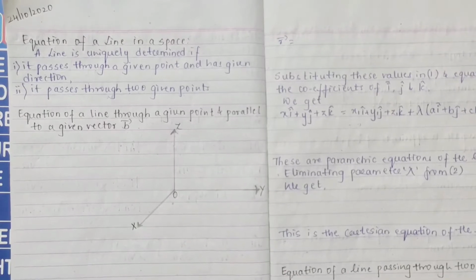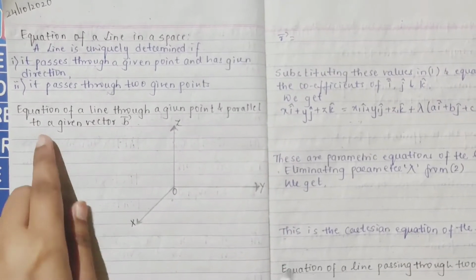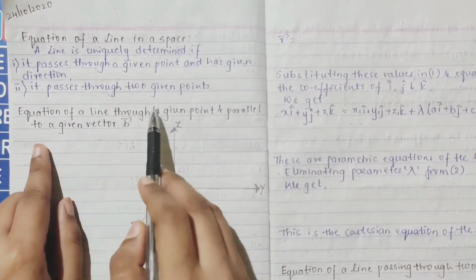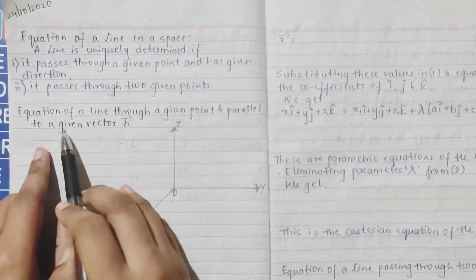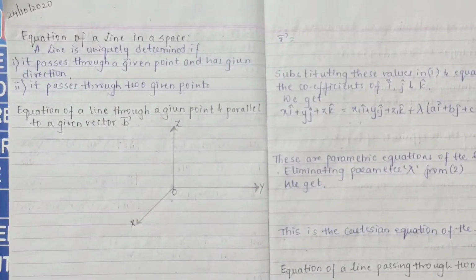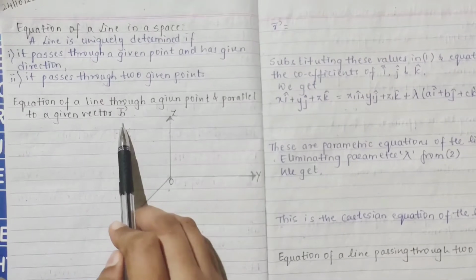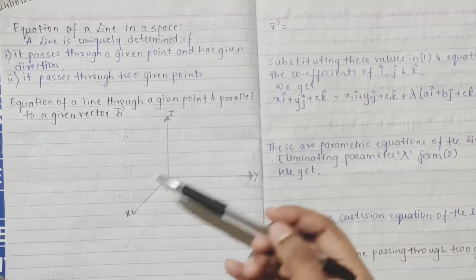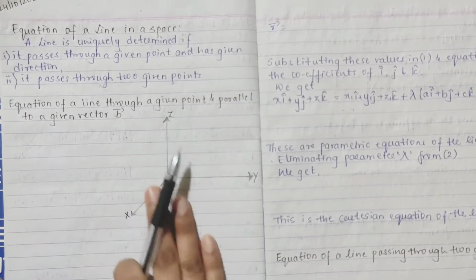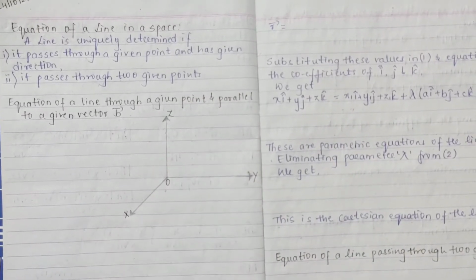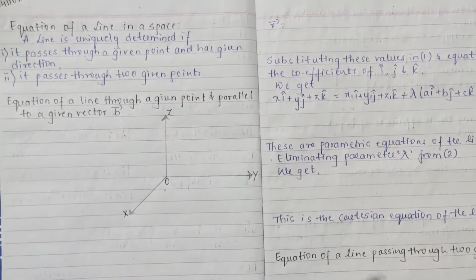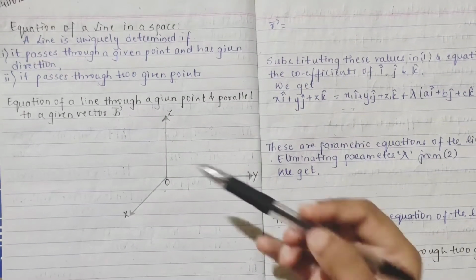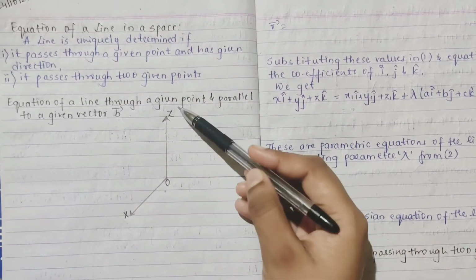Okay, so the first point I've written, equation of a line through a given point and parallel to a given vector b. So vector b is your direction given. Okay, what is the diagram given? First, obviously, we have taken our Cartesian plane in your three-dimensional space. So three-dimensional space has x-axis, y-axis and z-axis, right?